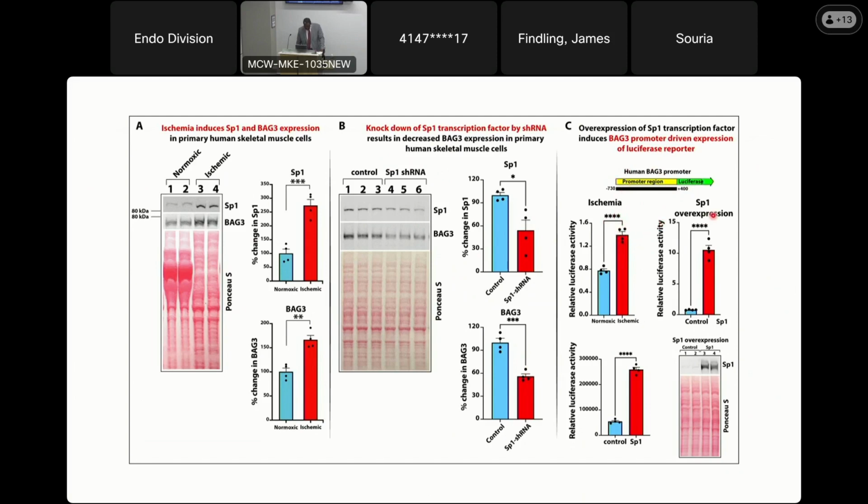Look for that activity under ischemic conditions, and you can see that you have increased promoter activity. If we then take SP1 cDNA and transfect it into the cells that have been transfected with this reporter, you see increased reporter activity. If you do that under ischemic conditions, you see an even more robust increased activity of the reporter. What this taken together suggests is that indeed SP1 is a transcription factor involved in driving BAG3 expression, and this is more active under ischemia.